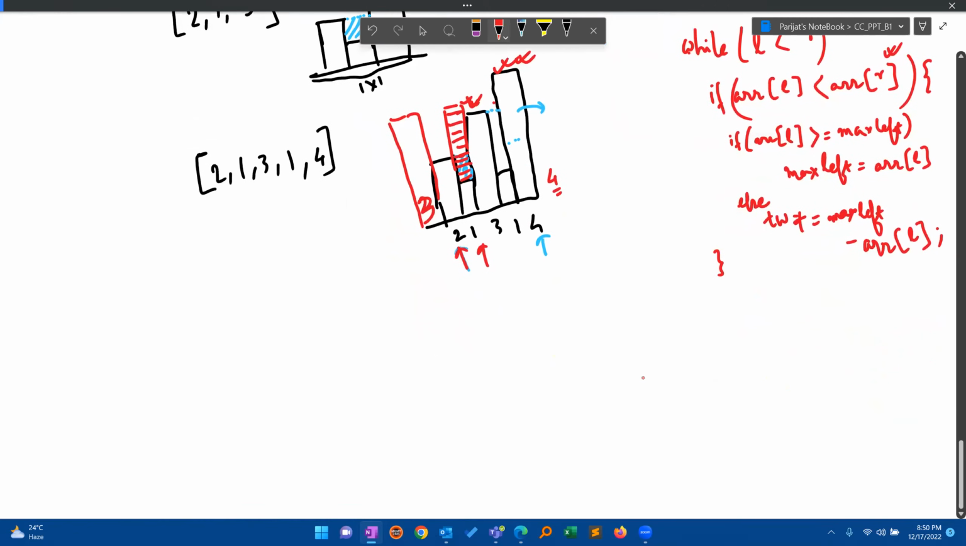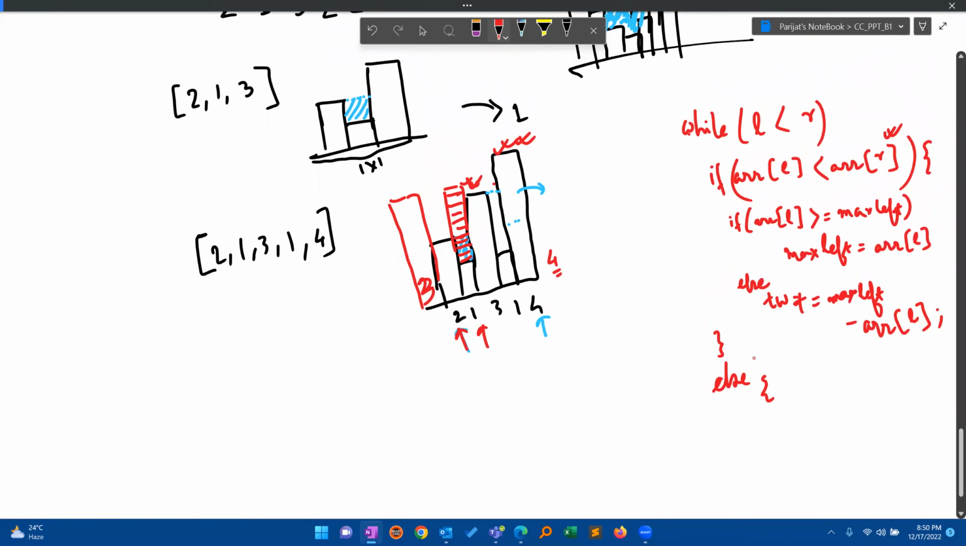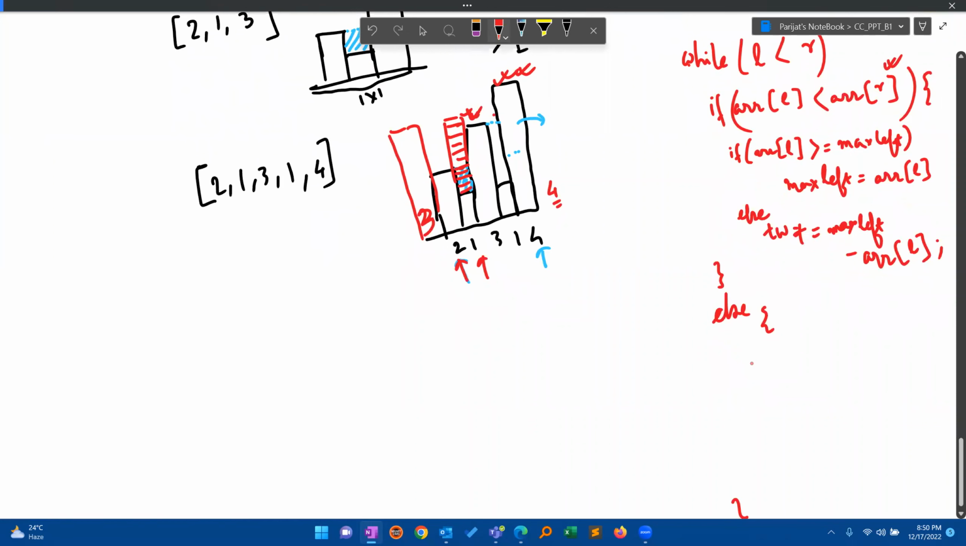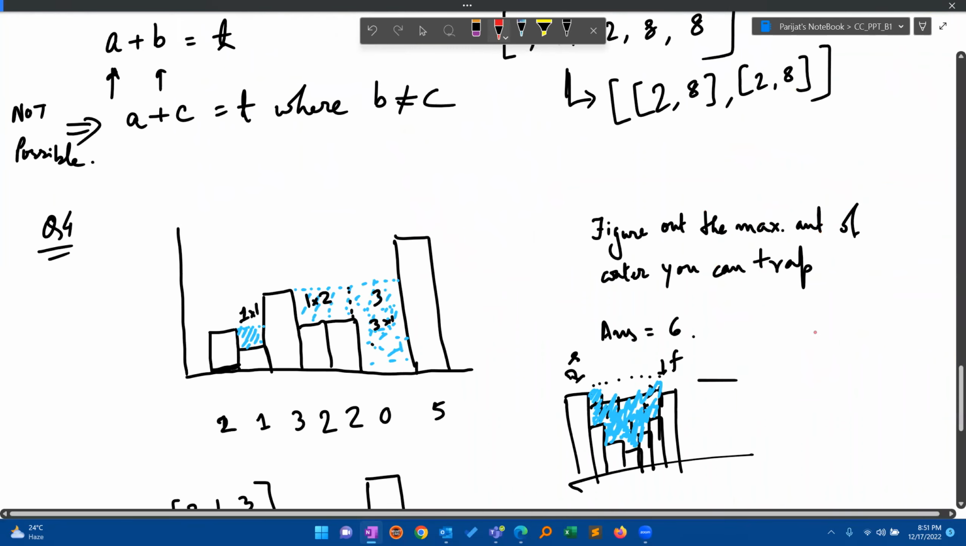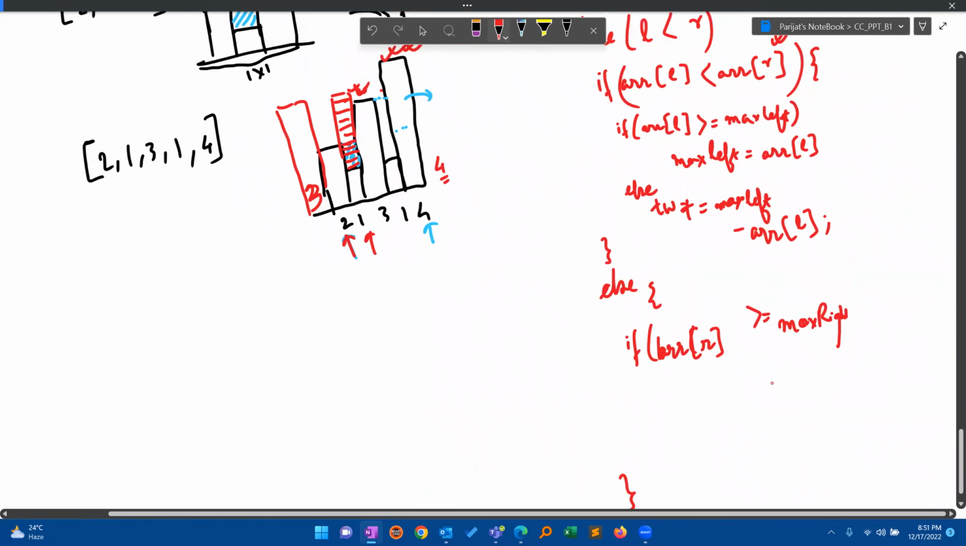Okay, same thing you will do on the right hand side. So we'll do an else, and we'll mimic the same thing on the right. Okay, so if left less than right we have done. So the other part is right is greater than or equal to left, anything, right? So we will check if height right is basically greater than or equal to the max right. So we are just mirroring the condition, right? If it is greater than the max right, then max right becomes this.